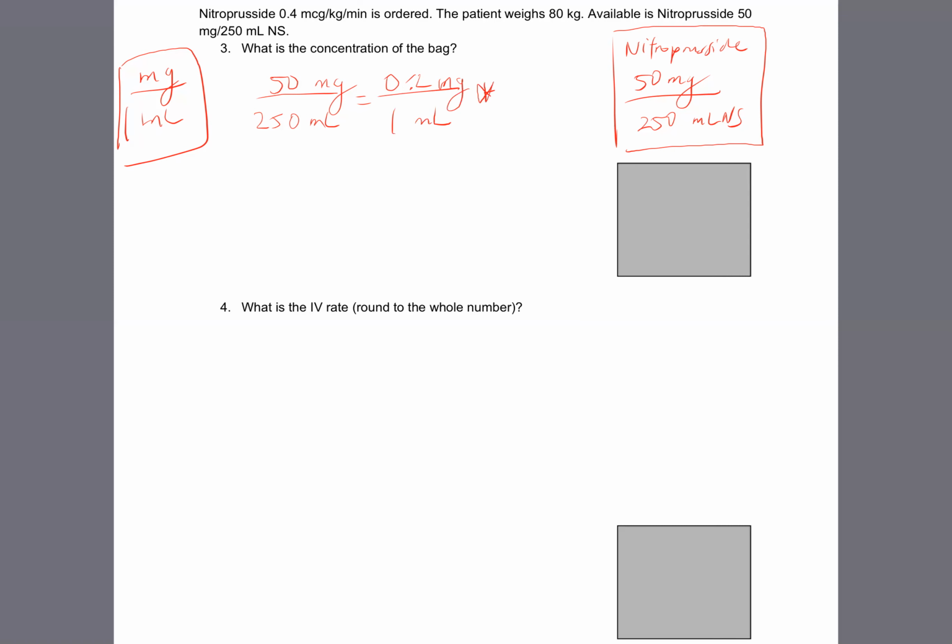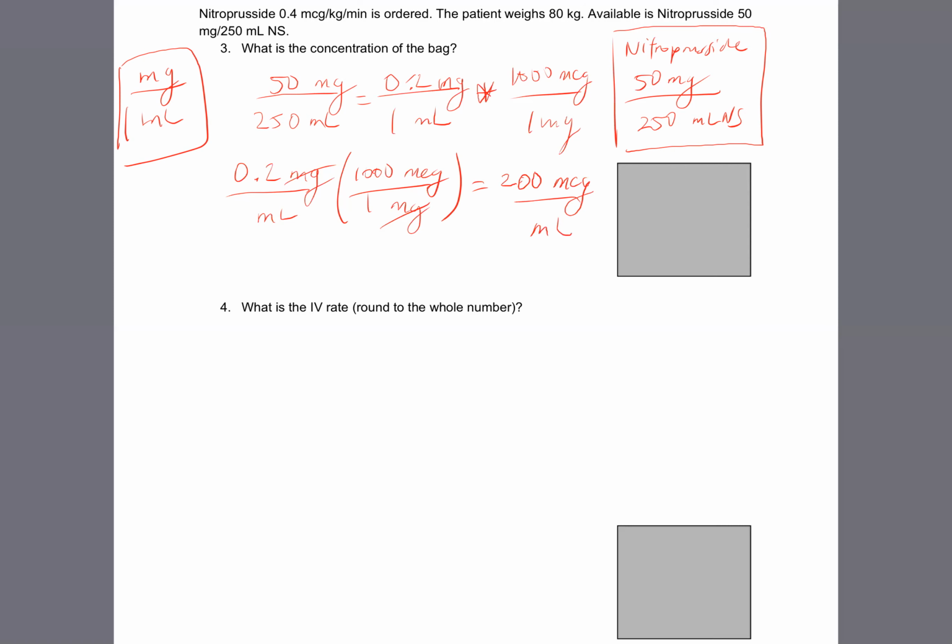And let's just go ahead and move forward because we know that we have to change this into micrograms later. So remember that there's 1,000 micrograms in 1 milligram. So let's go ahead and rewrite that. 0.2 milligrams per ml, 1 milligram. So your milligram units cancel. 1,000 in the numerator, and you're left with 200 micrograms per ml. But our final answer for number 3 is going to be 0.2 milligrams per ml.